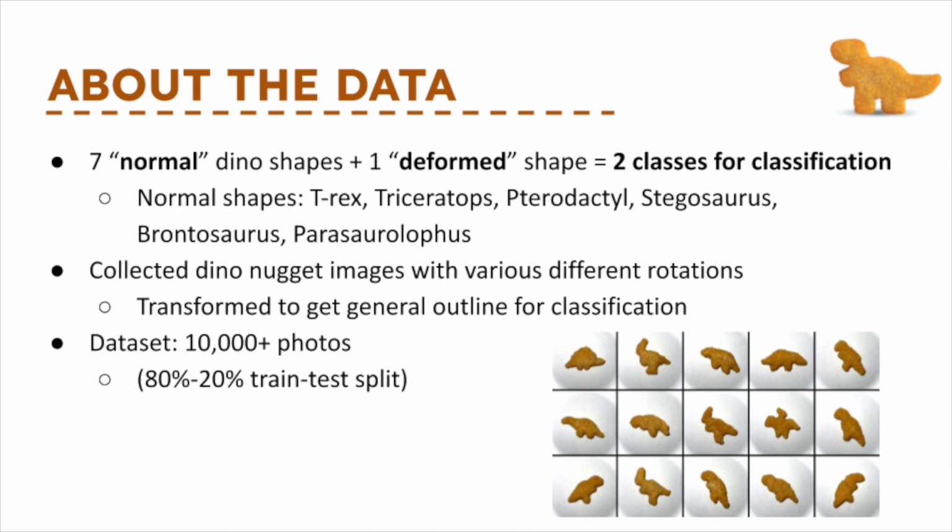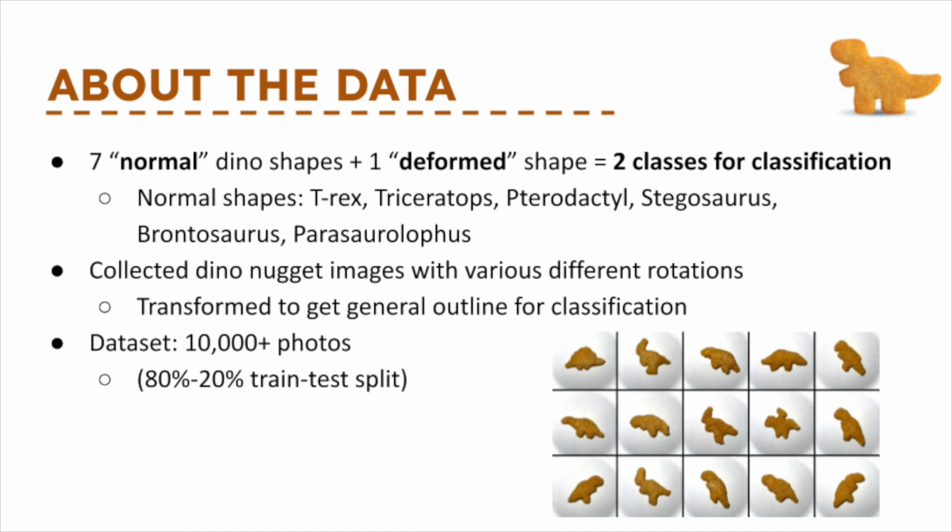All of our data we collected ourselves using the Dino Buddies brand from Costco. In total, there are 7 dinosaur shapes, which are T-Rex, Triceratops, Pterodactyl, Stegosaurus, Brontosaurus, and Parasaurolophus. And there is also an additional shape we created for the purposes of our assignment, the deformed shape.